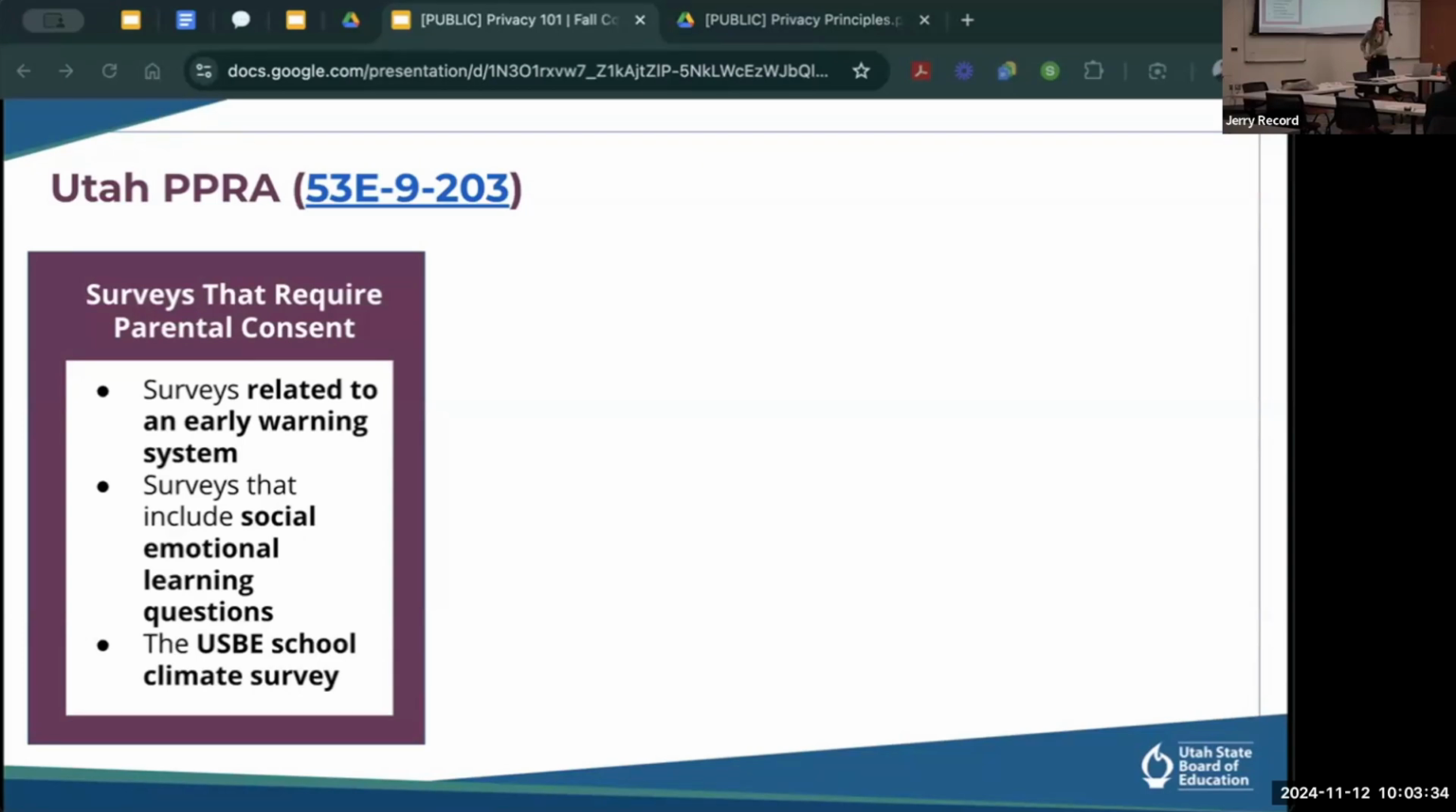The second type of survey is surveys that contain social emotional learning questions. This one's tricky because that's quite vague. We get a lot of questions: what do we mean by social emotional learning? And happily, the answer is that that's going to be up to you and your district and charter school to answer in your own policy. And finally, if you administer the USBE school climate survey, you have to get parent consent for that at the time of registration.